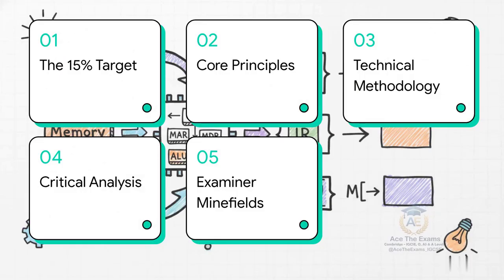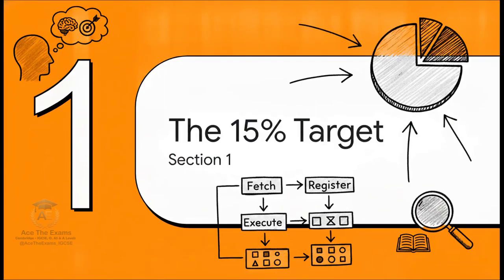Here is our mission dossier for today's briefing. We will move systematically through 5 phases. Section 1, the 15% target. Section 2, architectural core principles. Section 3, the technical methodology. Section 4, critical analysis. And finally, Section 5, examiner minefields. Let's initiate Phase 1. The 15% target.